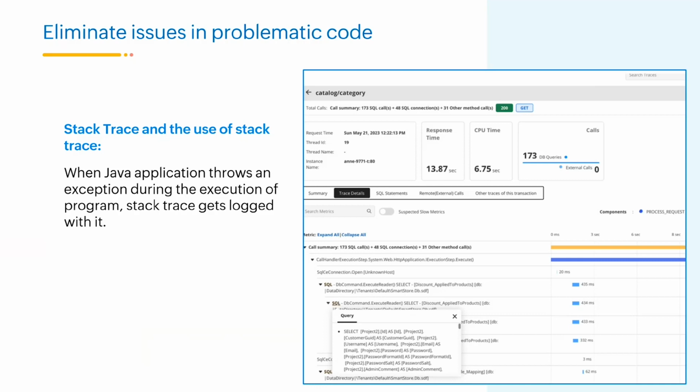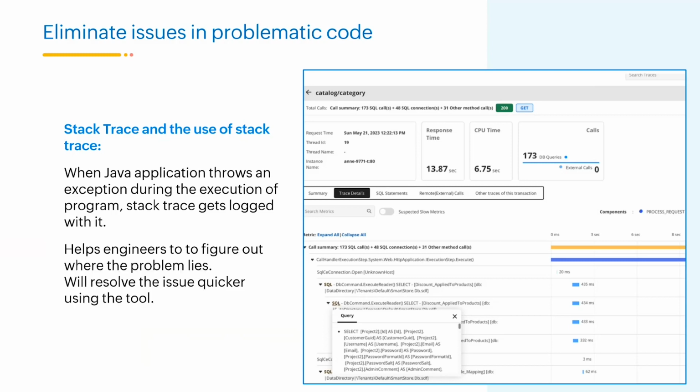This information will help the user understand the root cause of the problem and make code optimizations or bug fixes to eliminate the issue, which also improves application performance. With the help of a stack trace, developers can efficiently troubleshoot and resolve problems within the application code, which also ensures a smoother and more reliable user experience.